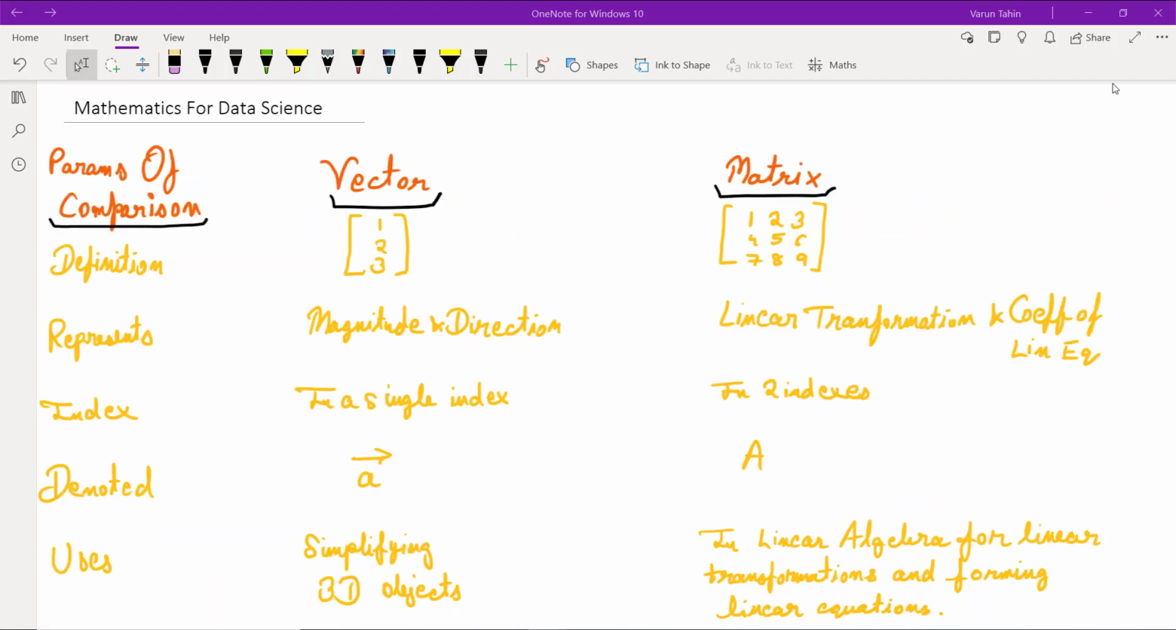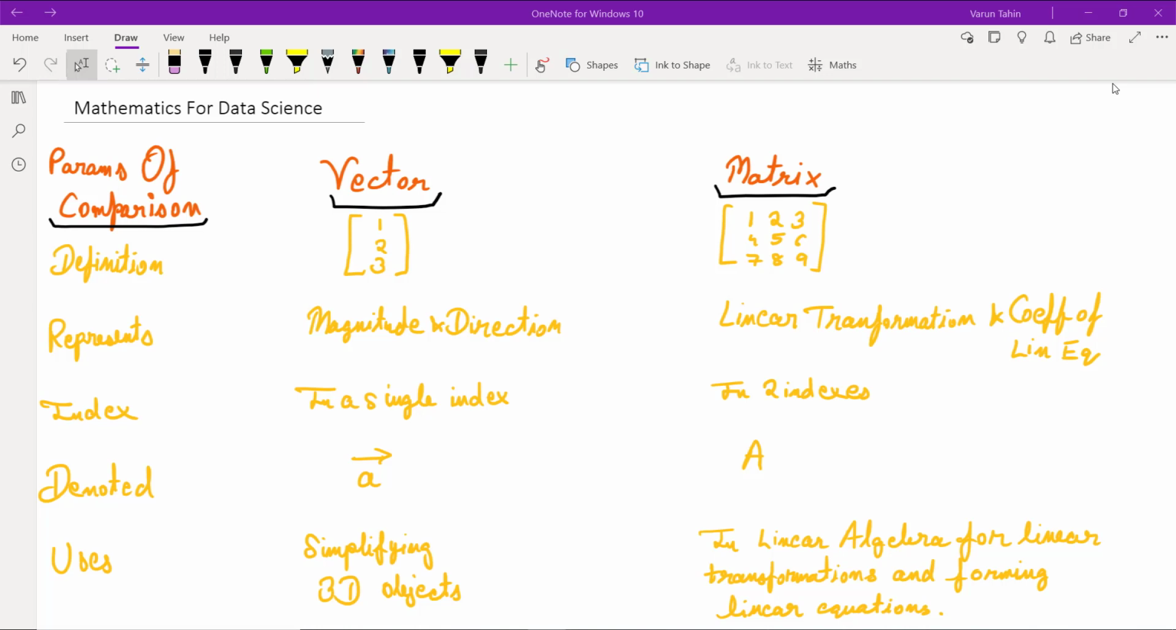Now let's look at the differences between vectors and matrices in terms of the parameters of comparison. In terms of definition, a vector is an array of numbers with elements enclosed in brackets, but a matrix is a rectangular array of elements or entities in rows and columns enclosed in brackets. Now a vector represents a magnitude and direction in its quantity with units, whereas a matrix represents the linear transformation and coefficients of the linear equations. In terms of index, a vector has its elements in a single index, whereas a matrix has its elements or entries in two indices denoted by rows and columns.